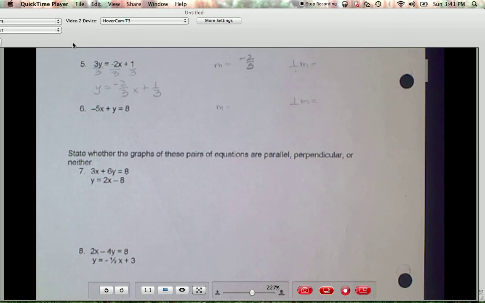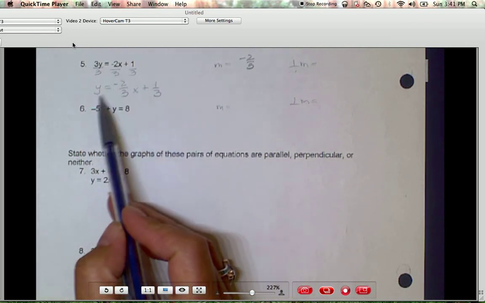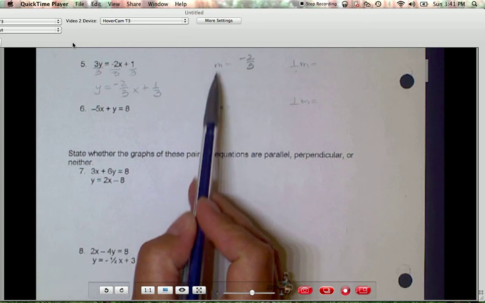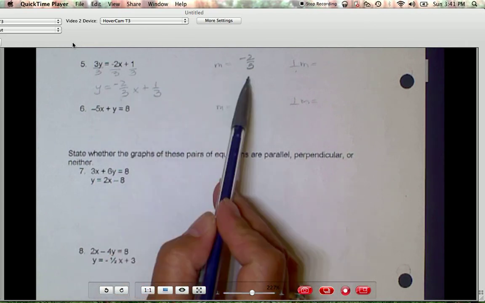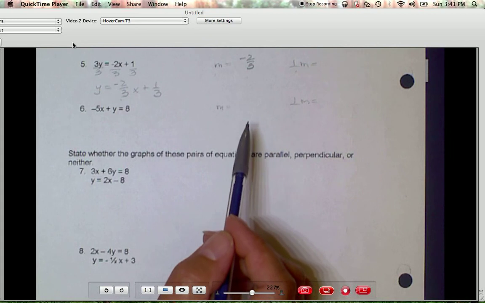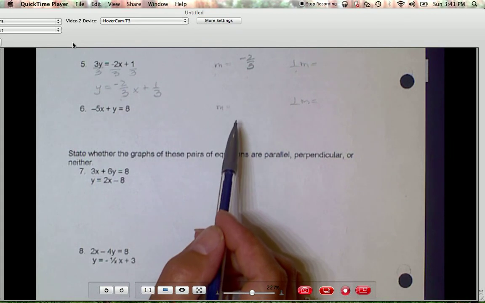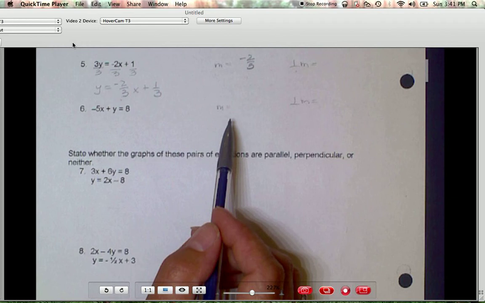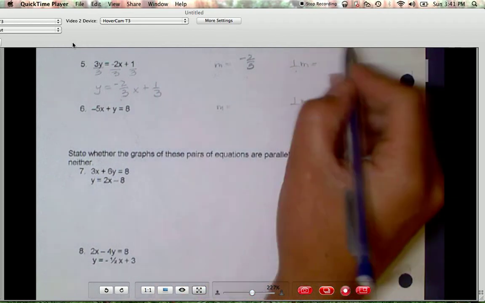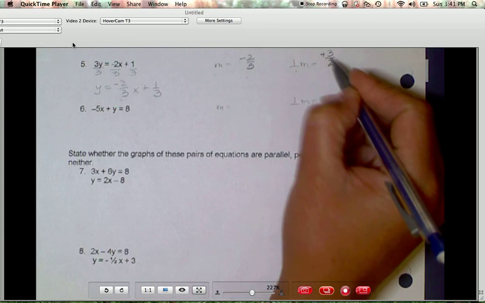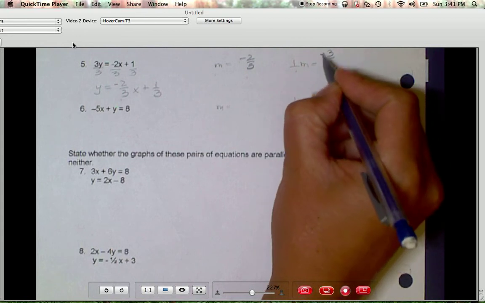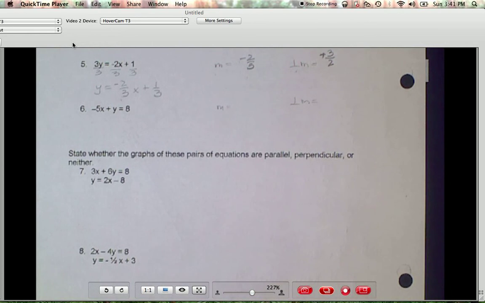Let's finish up number 5. You can see that we have solved for y here in number 5. We identified the slope of this equation, which is negative 2 over 3. So to find the perpendicular slope, you need to flip it and switch it. Flip it upside down so it becomes 3/2, and switch the sign from negative to positive, which of course you don't need to put this plus here, but we have to flip it and switch it to get the perpendicular slope.